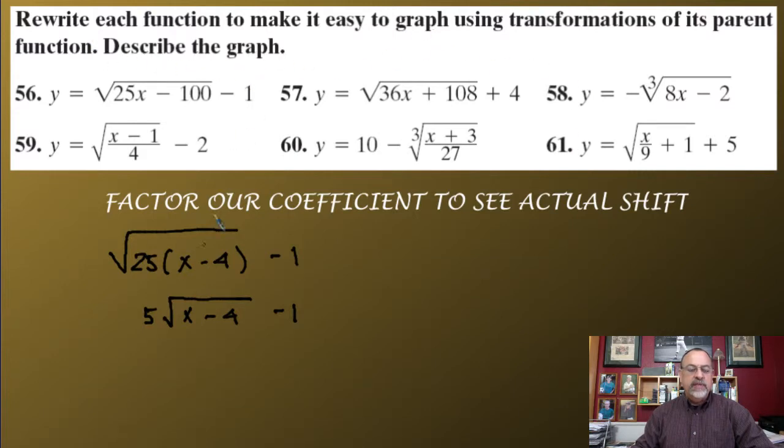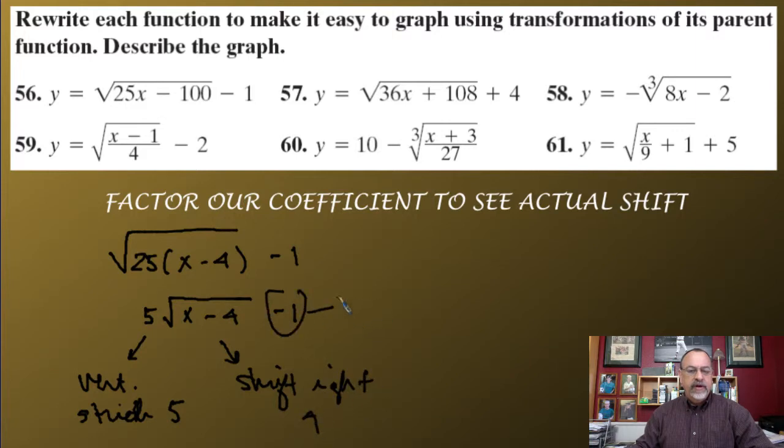Now it says to describe the graph. So this is going to be a vertical stretch of 3. No, where did I get 3? I have no idea where that came from. A vertical stretch of 5. This is going to be a horizontal shift to the right 4, and then this is going to be a vertical shift of up, or excuse me, man, I've got this all backwards. Vertical shift down 1.